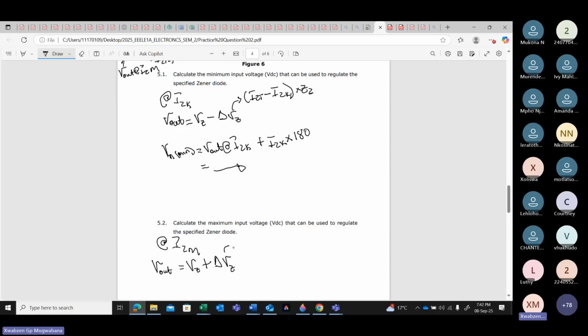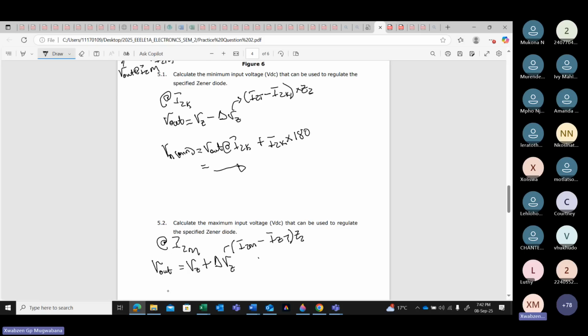But your change must be your IZM, which is the maximum operational point, minus your IZT, as I've already explained. Remember, it must be from the maximum to the middle, then multiplied by your ZZ. What differs between these two? It's from the test point to minimum, and it's from the maximum to the test point. Can you see what is happening between the two? Yes, sir.